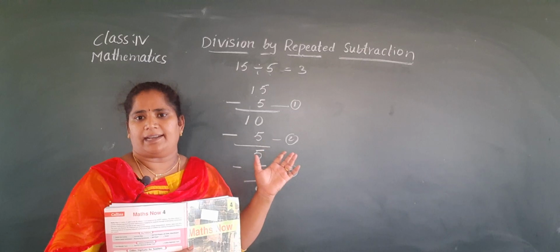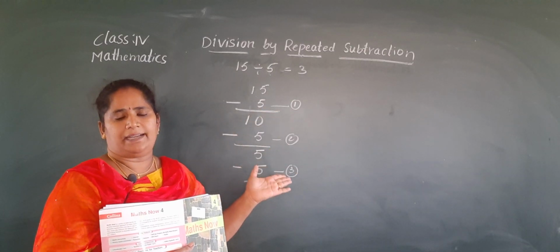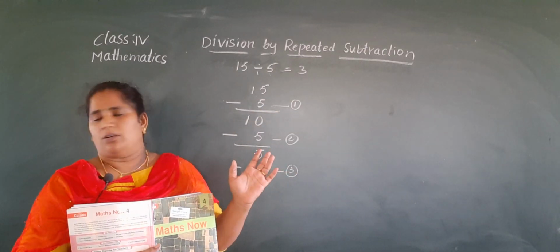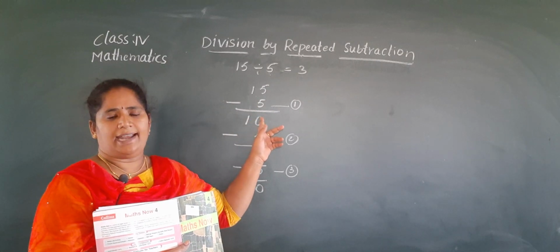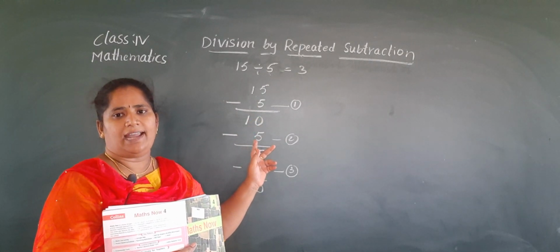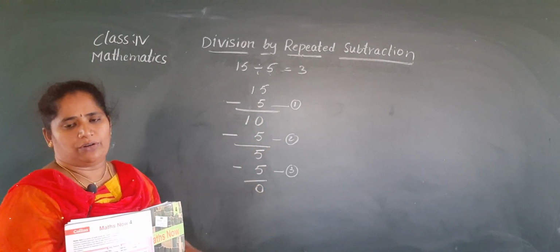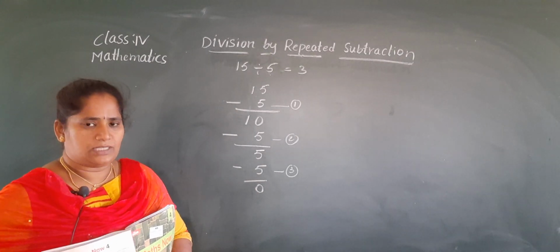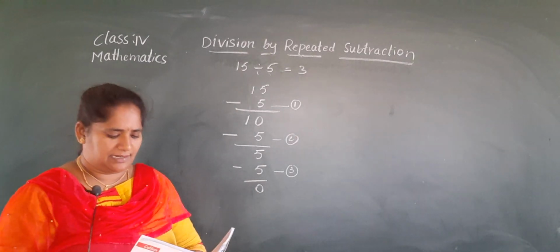Why did we say repeated? Here 5 is the only number repeating in the subtraction. So 15 minus 5, 10. 10 minus 5 is 5. 5 minus 5 is 0. Okay? Don't write, just listen.